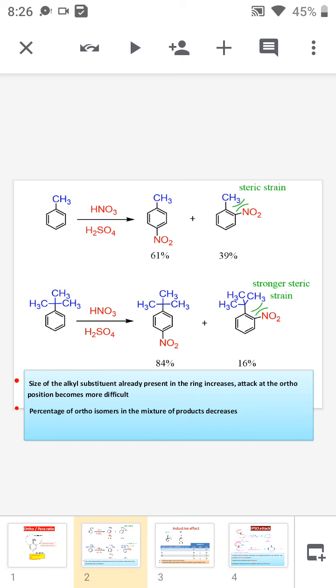So as the steric hindrance of the substituent already present in the benzene ring increases, the percentage of the ortho product decreases. So the ortho-para ratio decreases. As the size of the alkyl substituent already present in the benzene ring increases, the attack at the ortho position becomes more difficult. So that's why the percentage of ortho isomer in the mixture of products decreases.